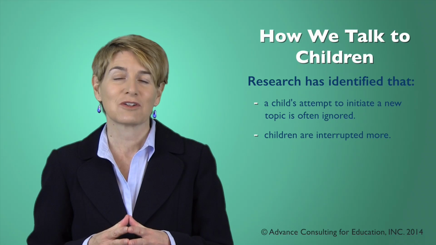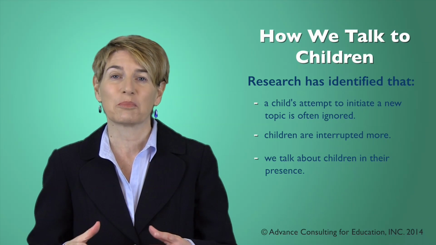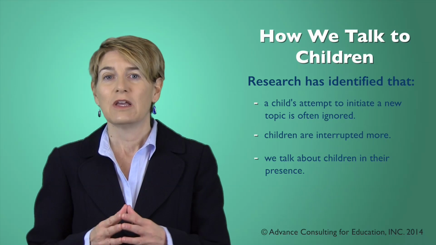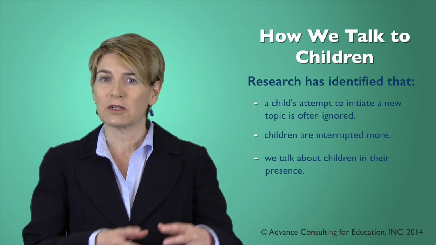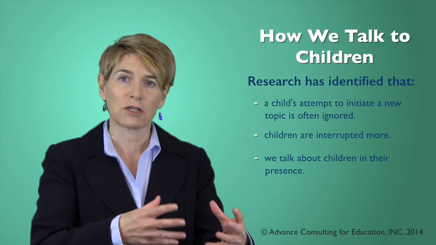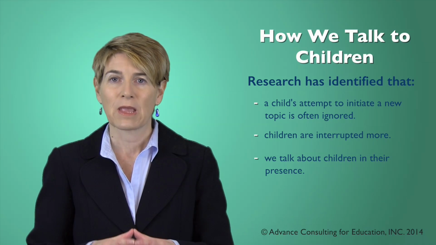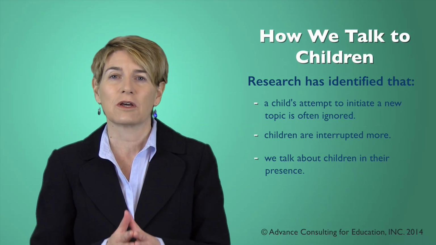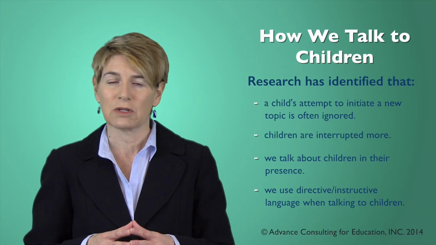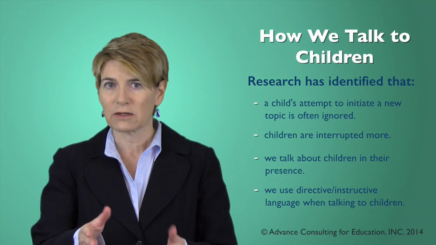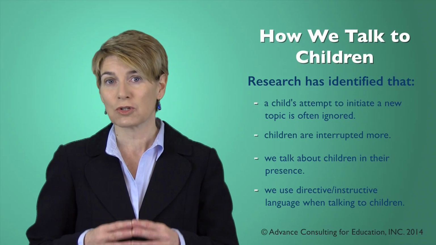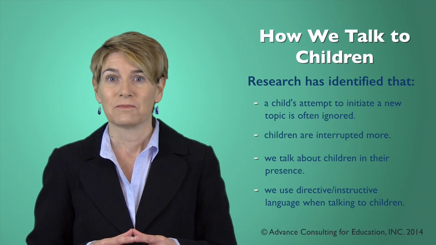And we also tend to talk about children in their presence more than we do with the other age categories. So we talk about that child even though the child is right there. We're talking about them rather than talking to them or talking with them. And finally, we tend to use a lot of very directive or instructive language when we're talking to children. So do this, don't do that, and so on. So these are four other features of how we talk to children that are quite interesting.